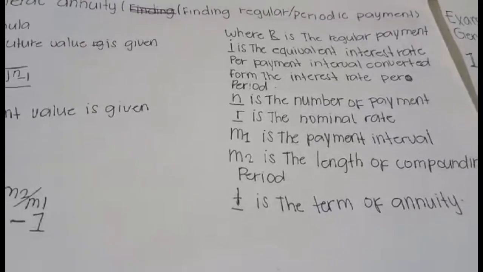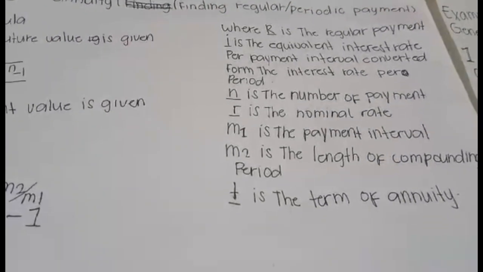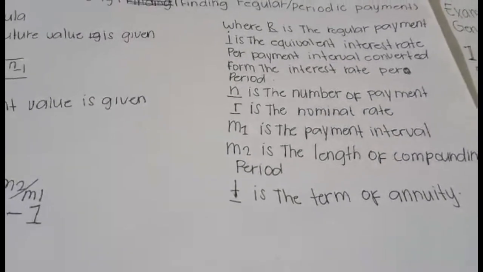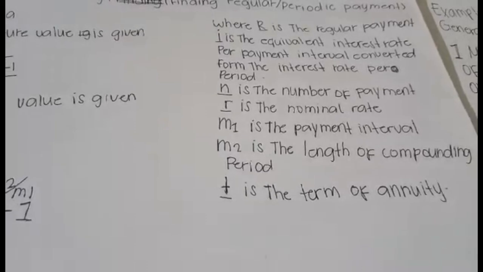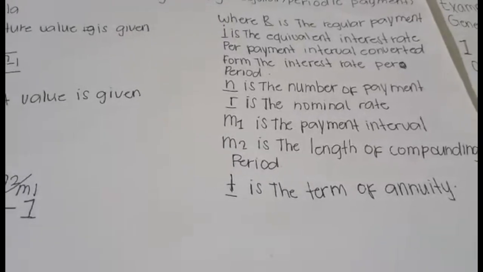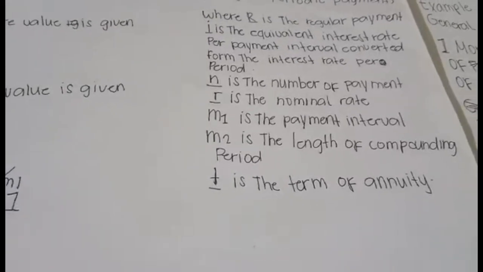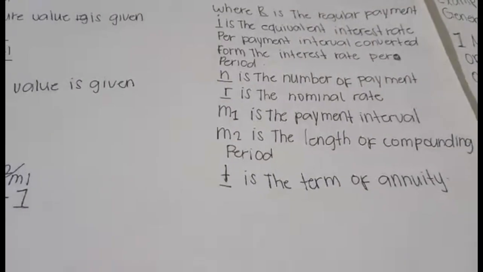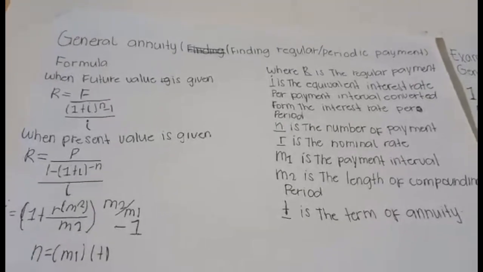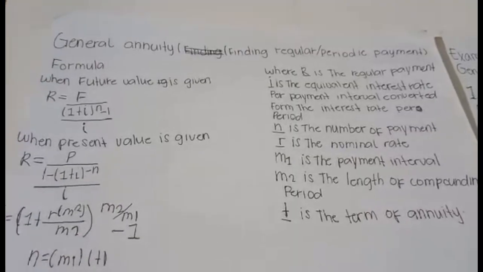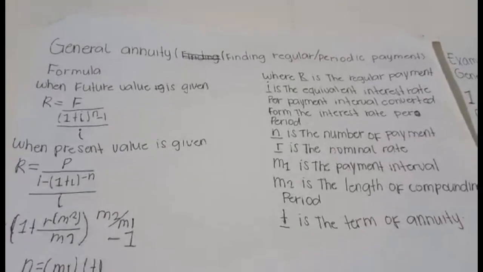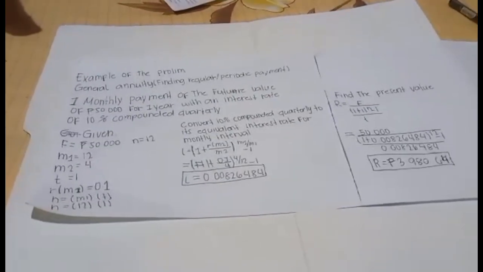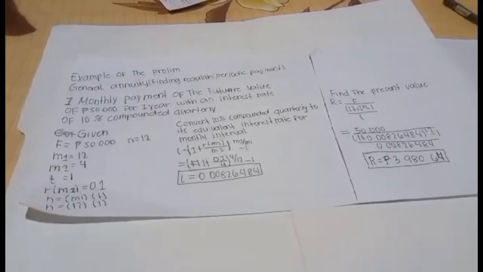N is the number of payments. R is the nominal rate. M sub 1 is the payment interval. M sub 2 is the length of the compounding period. T is the term of the annuity. And these are the formulas of general annuity for finding regular periodic payment. Example problem of general annuity finding regular periodic payment.